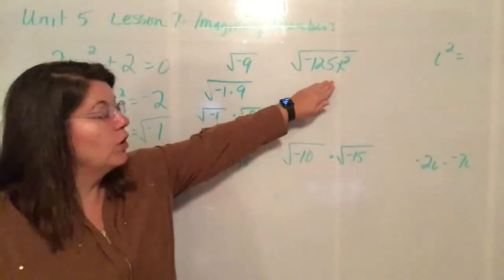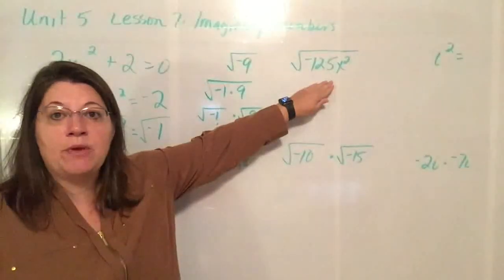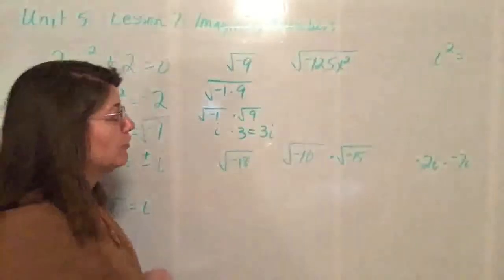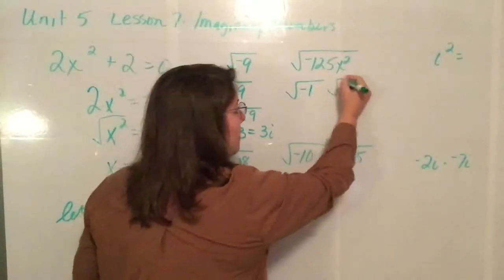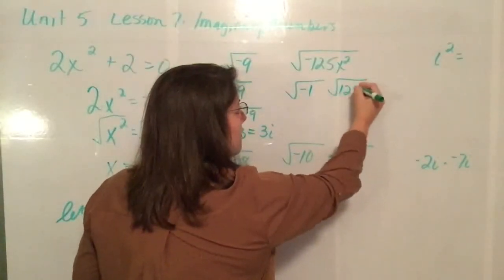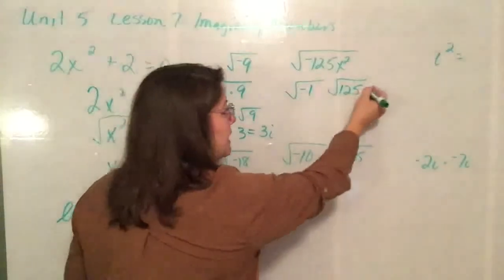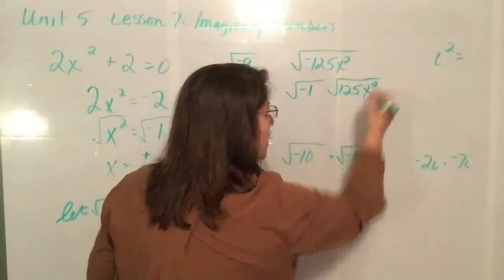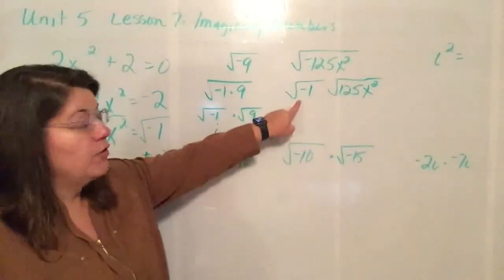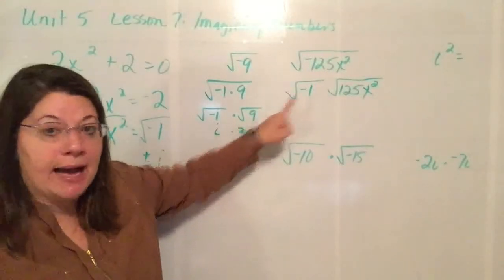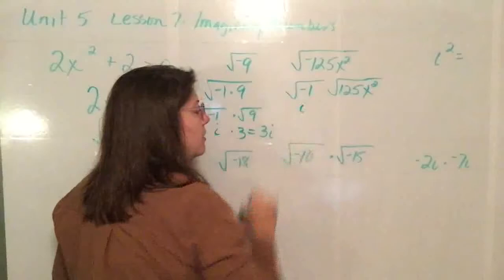Looking at this one, we're going to solve this one exactly the same that we did in the last couple of chapters, except before we simplify that, we have to separate it out. That's the same thing as the square root of -1 times the square root of 125x squared. Then we know the square root of -1 is i. We deal with that first.